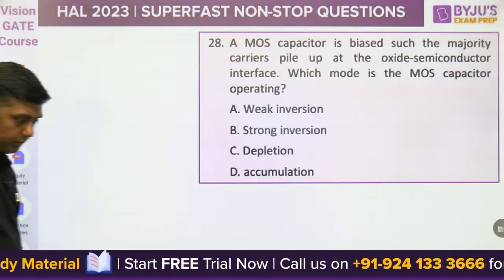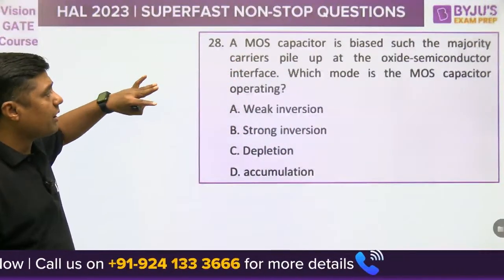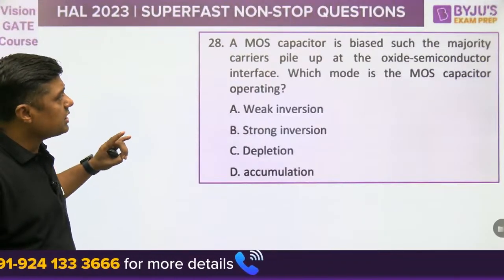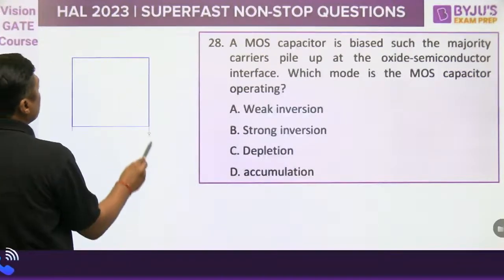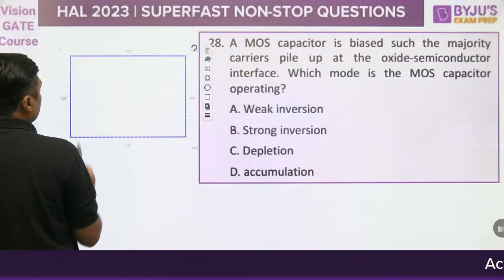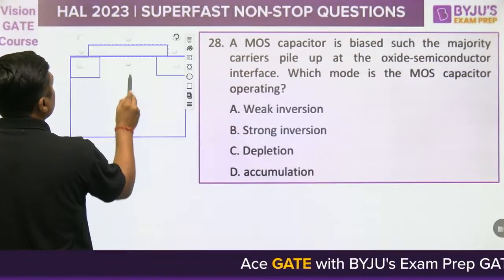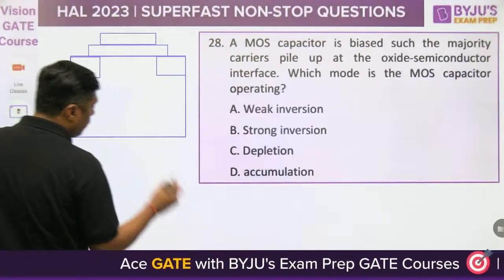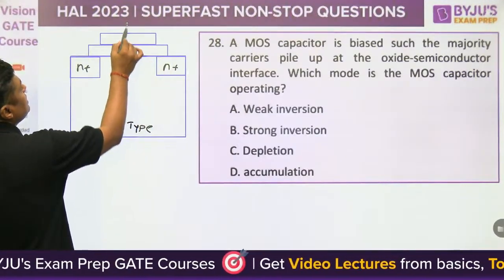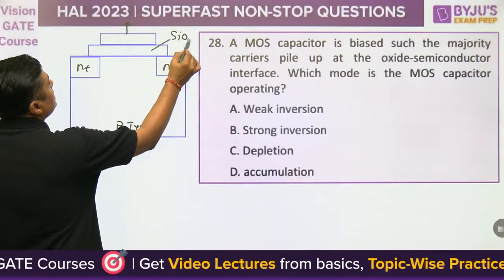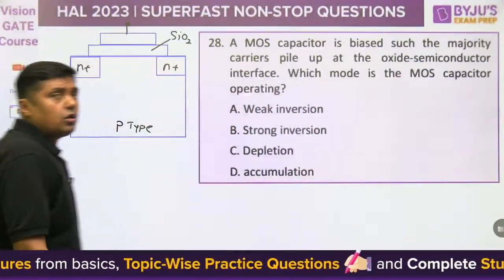MOS capacitor. Now everyone, please attempt the question on the MOS capacitor. Just after that we will solve questions from analog. The MOS capacitor is biased such that majority carriers pile up. This is the MOS capacitor. For example, it is P type. What is the majority carrier? Holes. This is the gate terminal, this is the SiO2 layer. Majority carriers pile up at the oxide-semiconductor interface. Where will the majority carriers pile up?